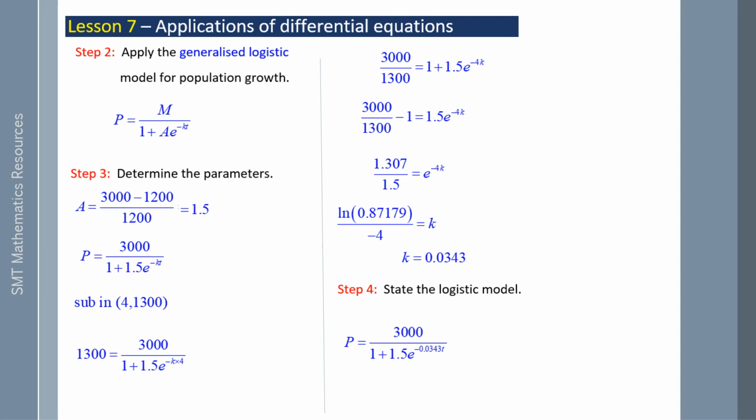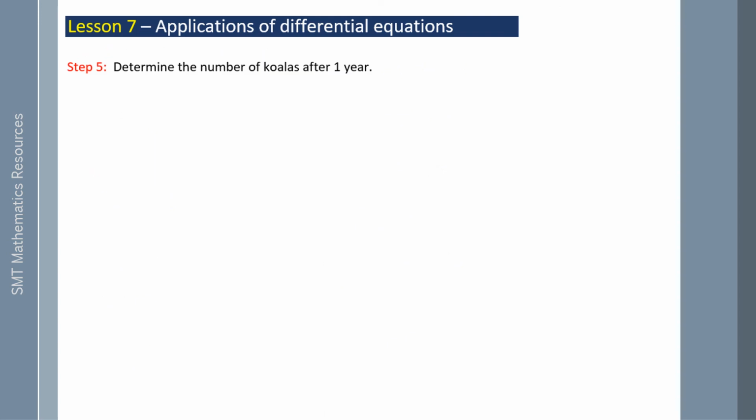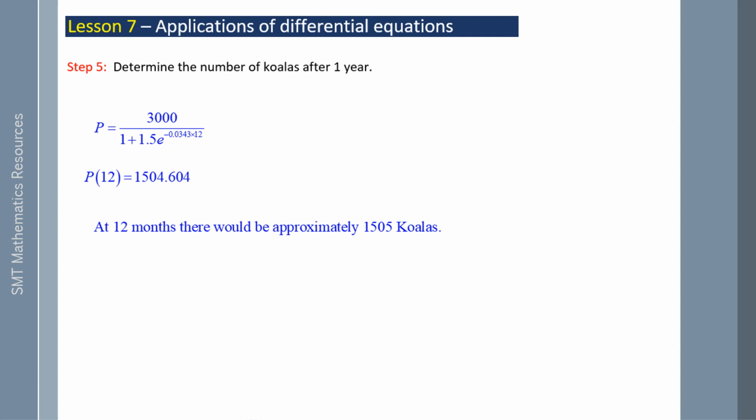Now answer our question. Step 5 is to determine the number of koalas after 1 year. And note that 1 year is 12 months because the model was in months. So substituting in 12 for t, approximately there are 1,504 koalas. Depending on if you're rounding up or down, there's roughly 1,505 koalas over the 12-month period.